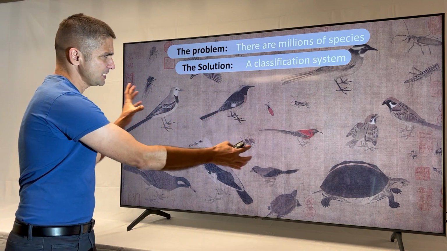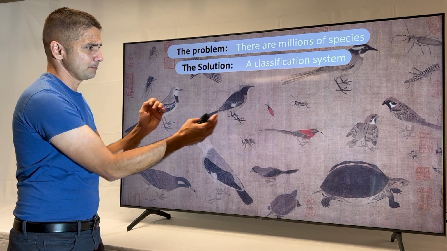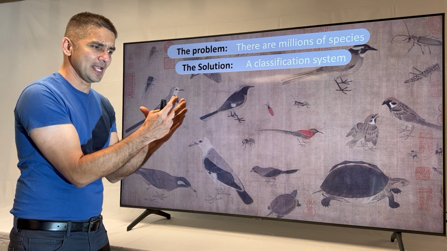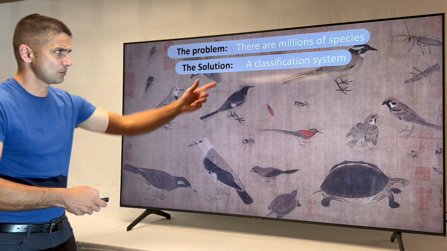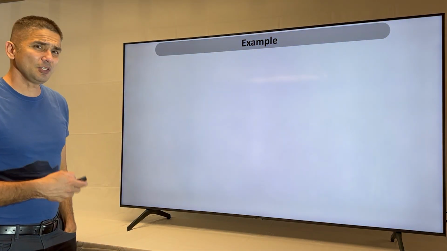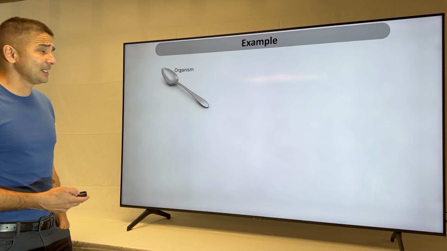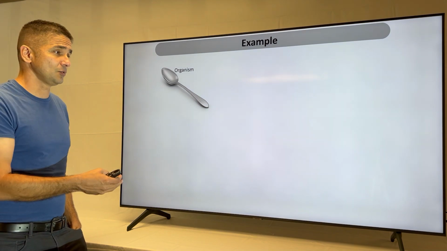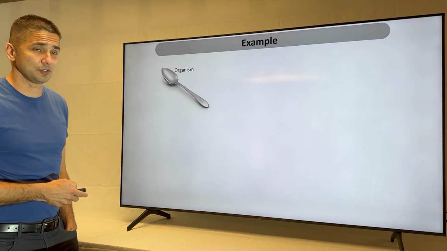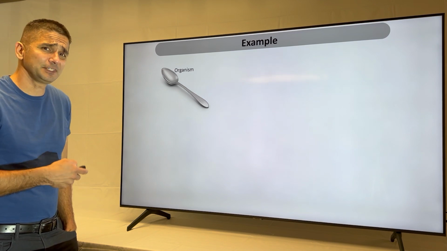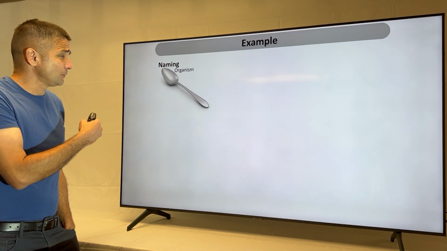Basically, we need to take all of these species that we share the planet with and organize them in a way that we can easily understand them. That's what is called a classification system. Let me just give you an example to contextualize the problem that we're dealing with. Imagine that you are an alien species and you just go into this planet and you find this individual, this organism, and obviously the first thing that you have to do is to give it a name. You need to name it.